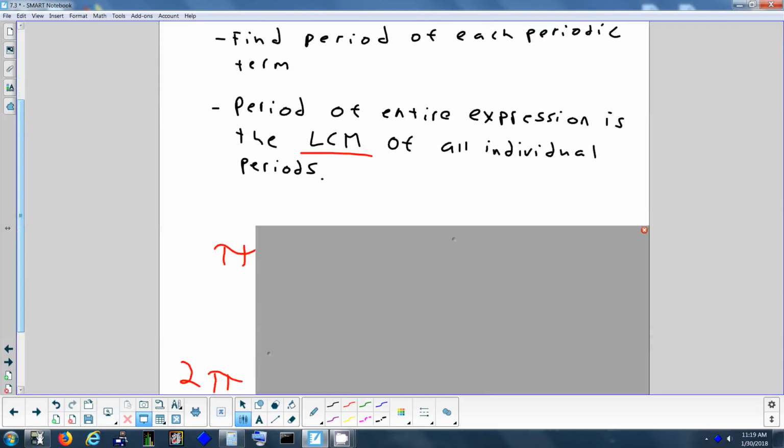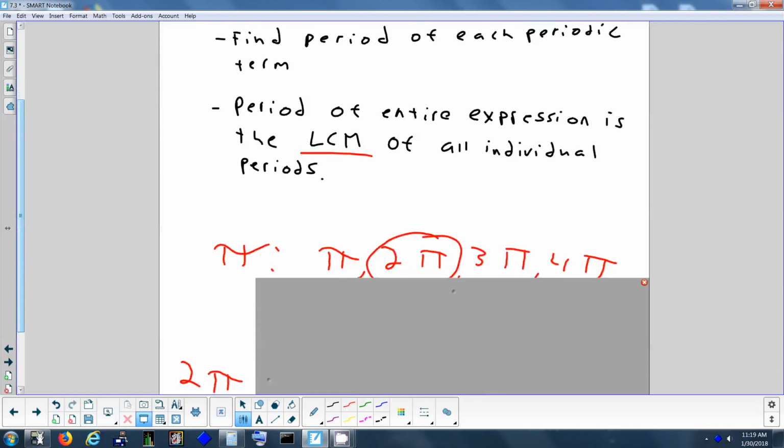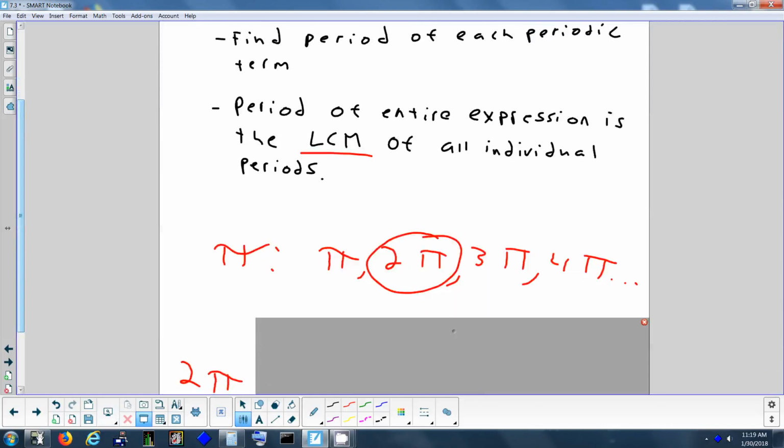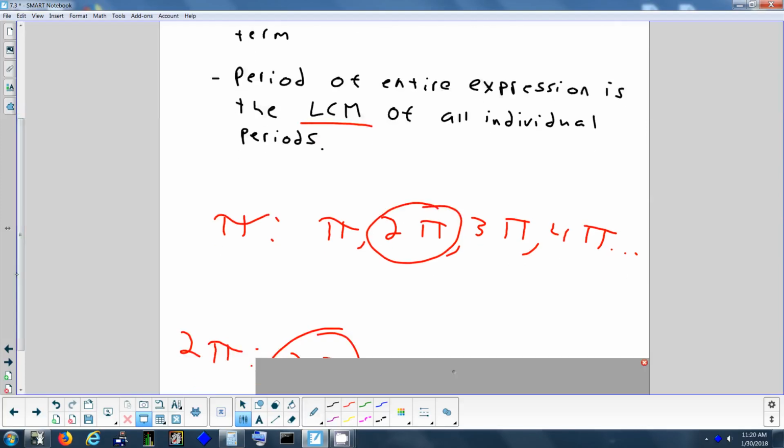Yeah, we'll just go right in order. So we start with pi. What's the next multiple? 2 pi, 3 pi, 4 pi, 5 pi, 6 pi. Those are all multiples of pi. What are some multiples of 2 pi? 2 pi, 4 pi, 6 pi, 8 pi.